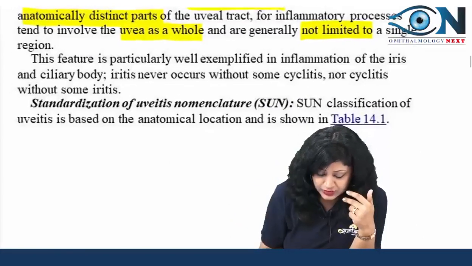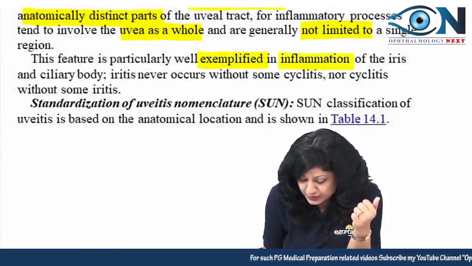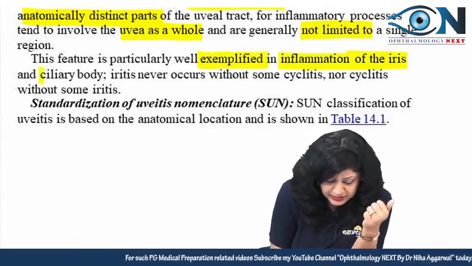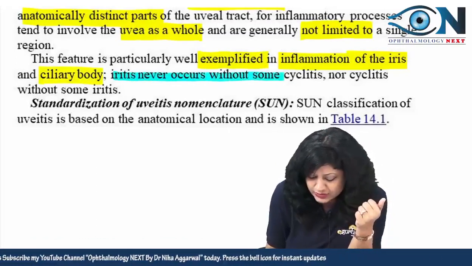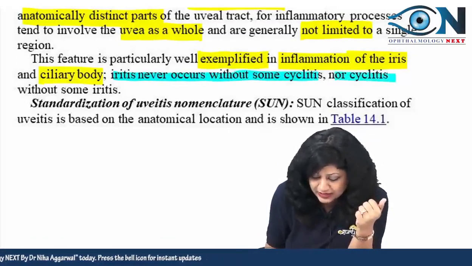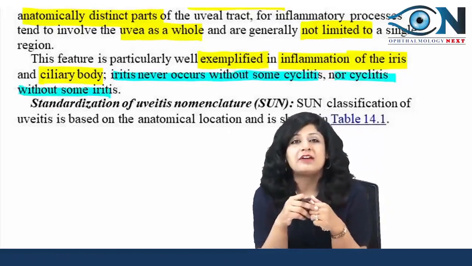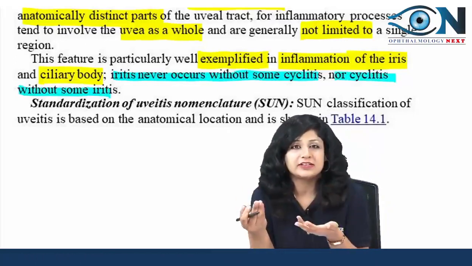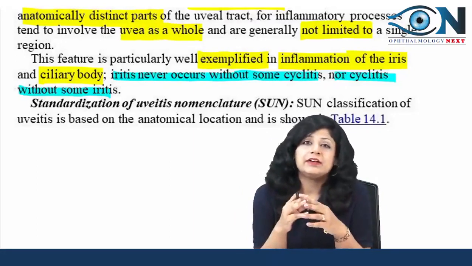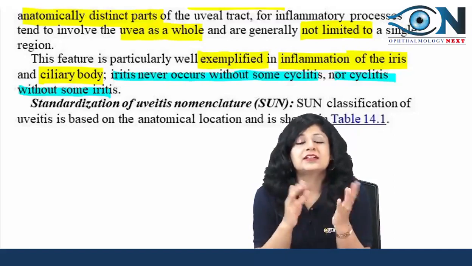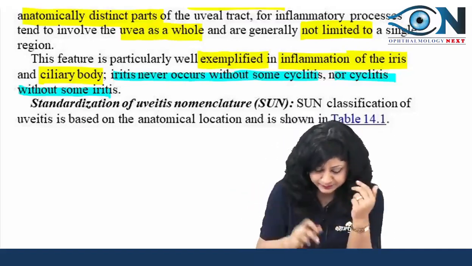Now, this feature is particularly well exemplified in the inflammation of the iris and the ciliary body, and iritis never occurs without some cyclitis, nor does cyclitis occur without iritis, and that is the reason whenever I have iritis, I call it iridocyclitis. Whenever I have cyclitis, I call it iridocyclitis, and specifically speaking, iritis and cyclitis alone will be found in very few circumstances.